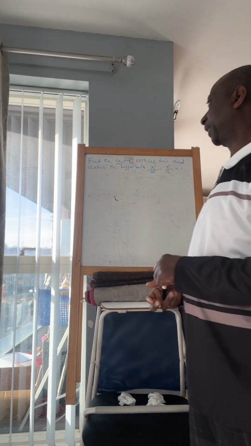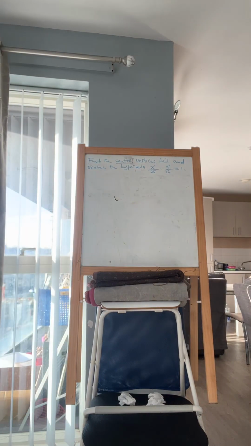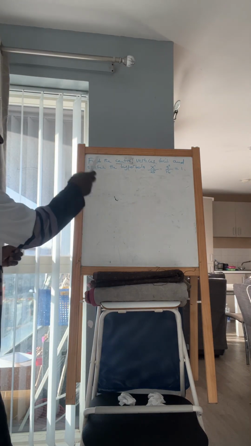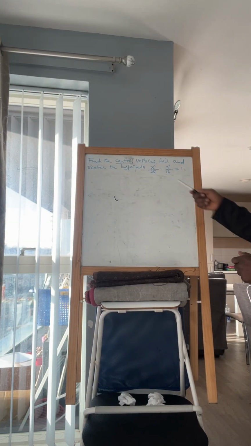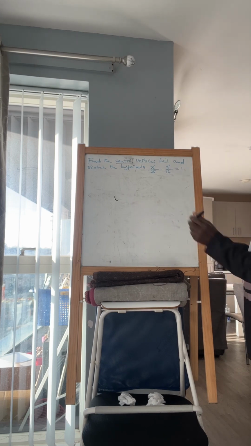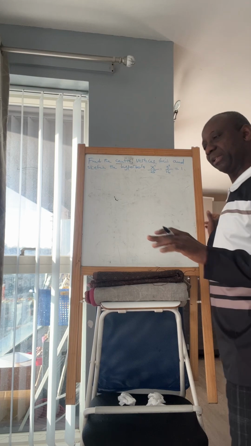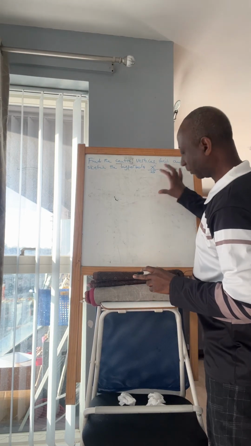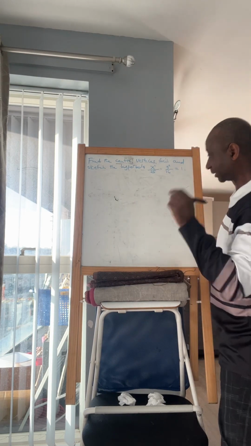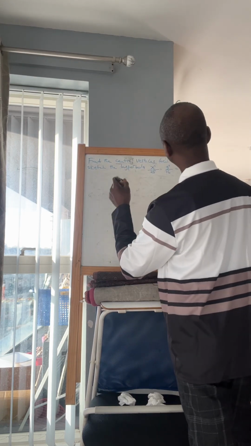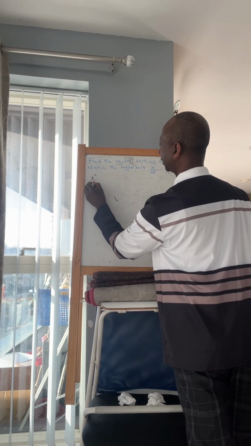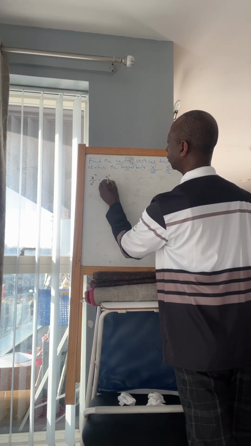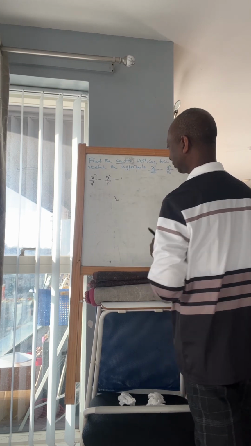So here we have a question. It says find the center, the vertices, the foci, and sketch the hyperbola x squared divided by 25 minus y squared divided by 16. We already derived the formula of a hyperbola last time. I will just state it here again. It says x squared all over a squared minus y squared all over b squared equals 1.